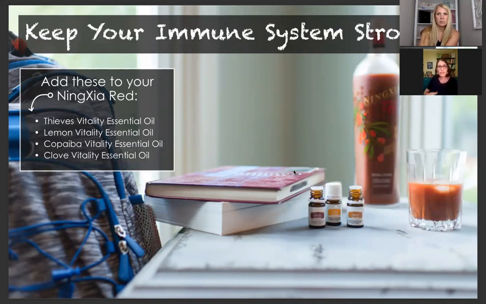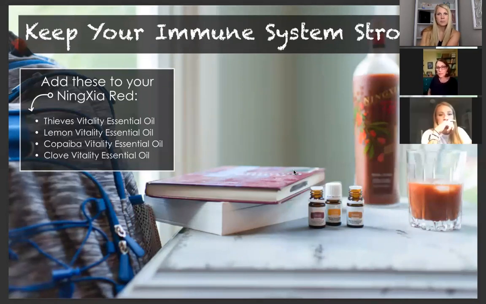So you're beginning to see a pattern of which ones are going to be in the kit when you order it. Next up, we have Clove Vitality. Clove Vitality has the highest ORAC value of oils. I'm going to go into a little bit about ORAC in just a minute. Clove is known as the protective herb, and it supports digestive, immune, cardiovascular, and respiratory.